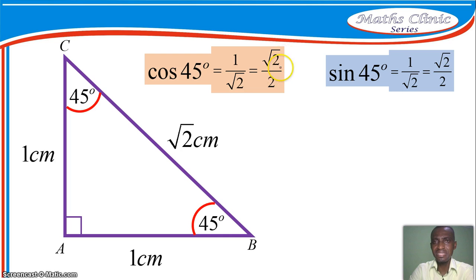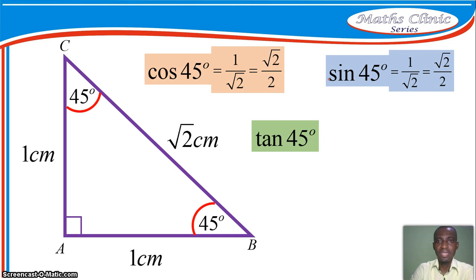If I take sine 45, it will give me the same value. Observe that the answer here is the same as the answer here. Well, we'll explain that further. Then tan 45 is going to be, if I take this angle as my 45, opposite over adjacent, 1 over 1. If I take this one too, opposite over adjacent, 1 over 1, and 1 over 1 is 1. All right.